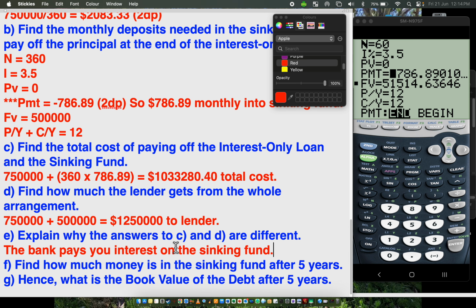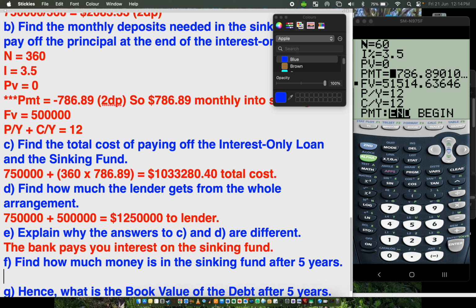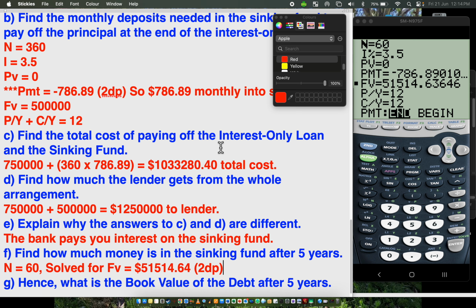So now I can answer F in red. N equals 60 solved for FV equals 51514.64 to 2 decimal points. Couple of moments to get F.